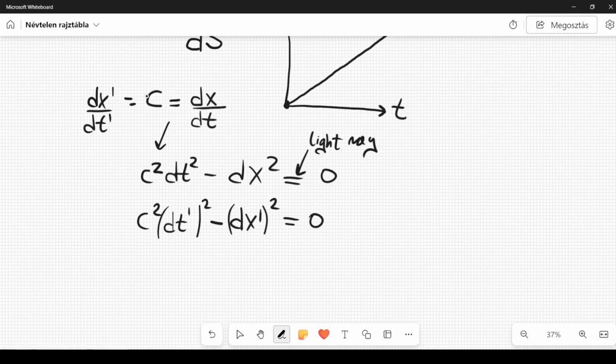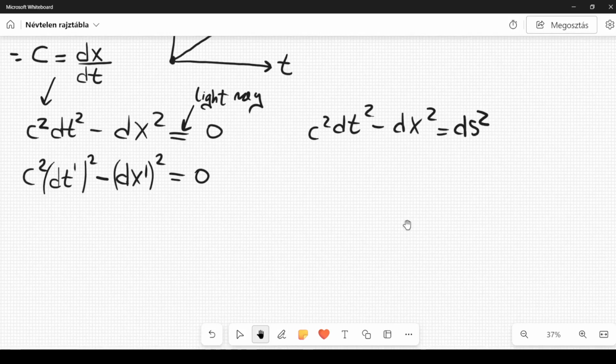because the velocity of the light ray does not change if we change our reference frame. Now, for a generic object, instead of having 0 on the right, we have the so-called invariant length ds, but we have the square of it, so ds squared. And one can show that in the new frame, we have c squared dt prime squared minus dx prime squared, which is still equal to ds squared.